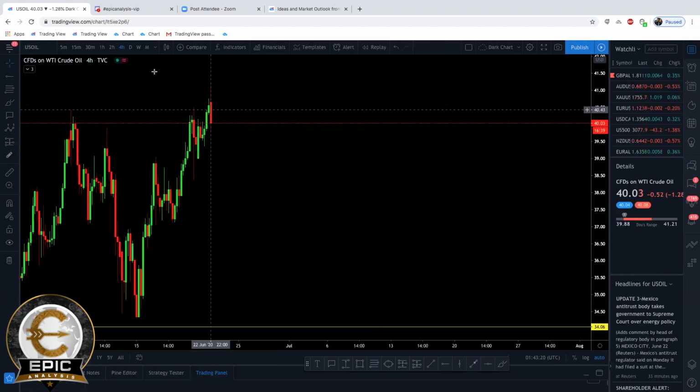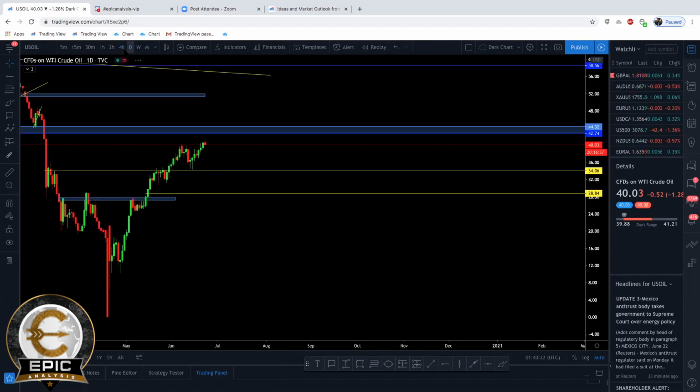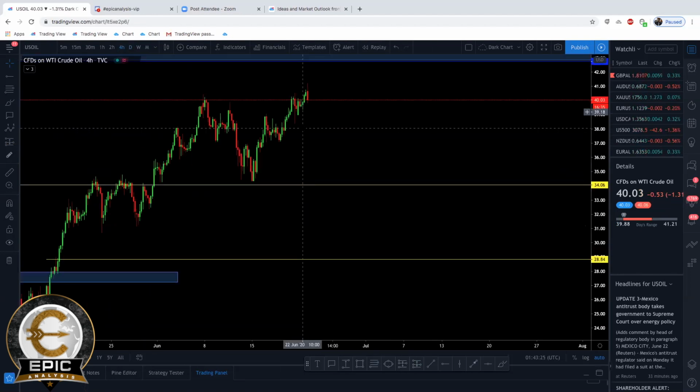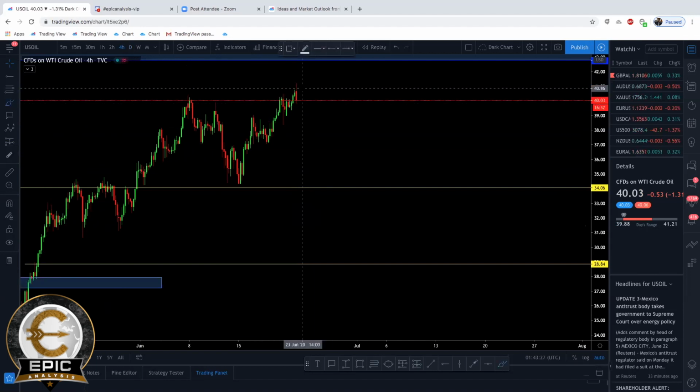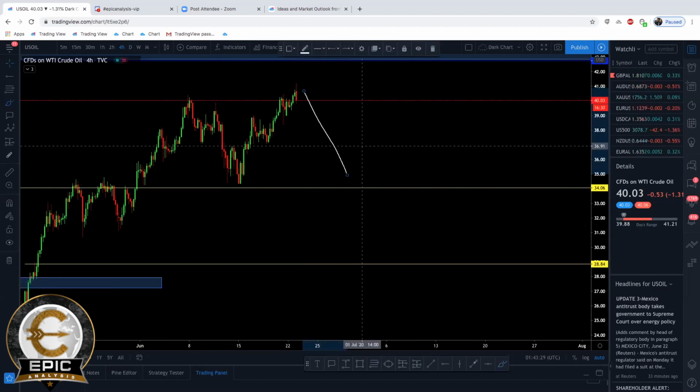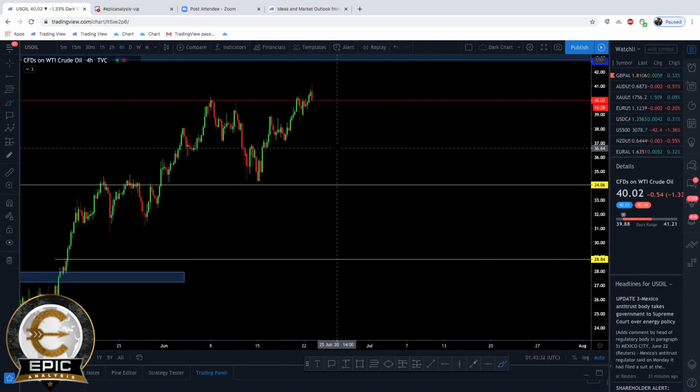All right, yeah, oil. With this oil correction, if oil starts to really give us this bearish move all the way down, this looks like it's setting up for that, and that's definitely going to help our USDCAD buy.